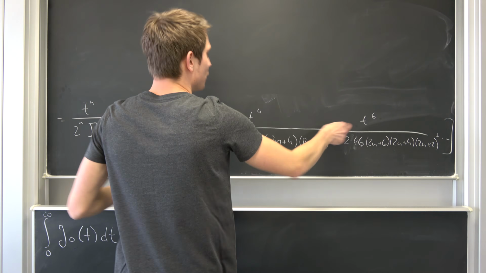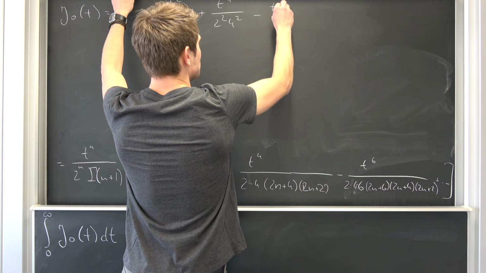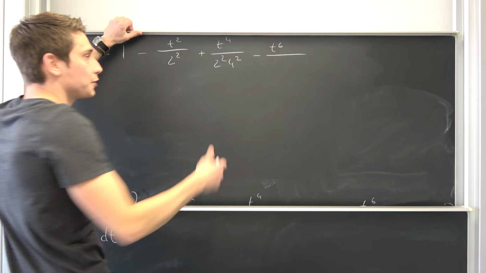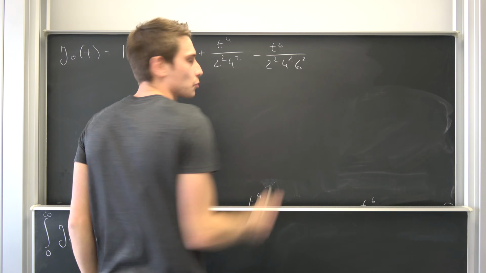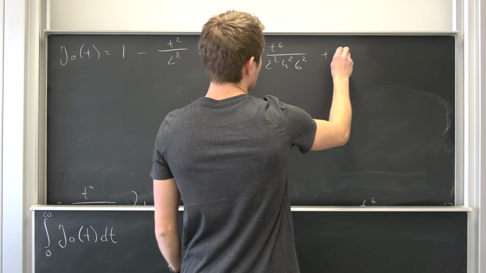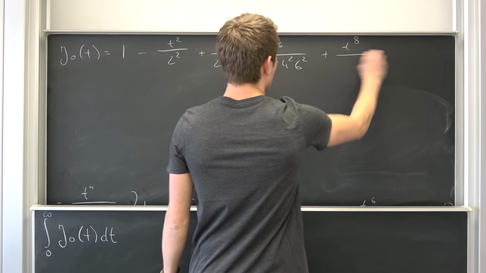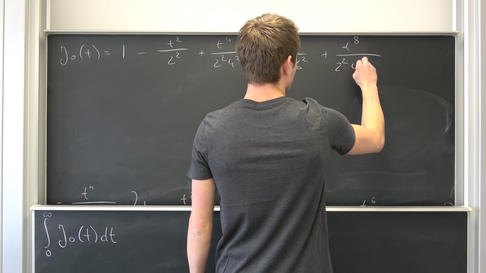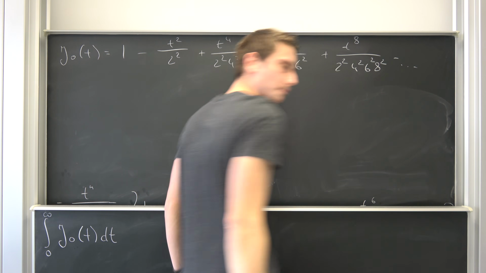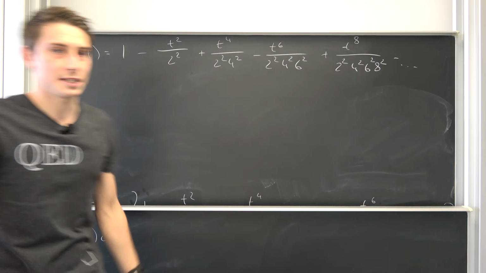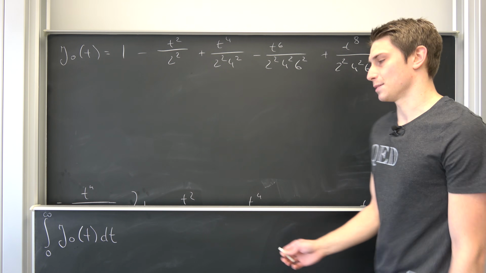On the next term we have negative t to the 6th power over, and you might guess it already, 2 squared times 4 squared times 6 squared. You could go on with this process, so t to the 8th power over 2 squared, 4 squared, 6 squared, 8 squared, negative dot dot dot. So this right here is our Bessel function at the moment.